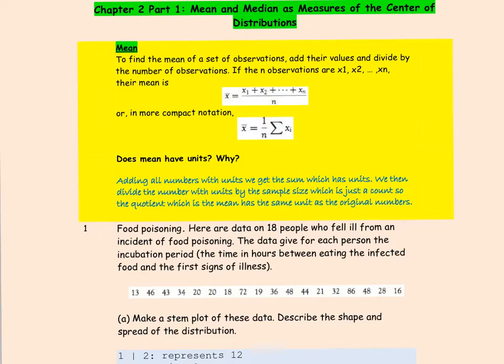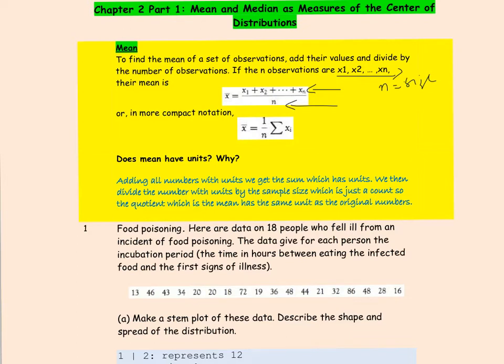So if we have numbers x1, x2, x3, so on up to xn, the sample size is n, so that is the size of the sample. The mean of this data set is the same as the average of all these numbers. So how do we find the average? We just add all the numbers and divide by the total number of numbers.